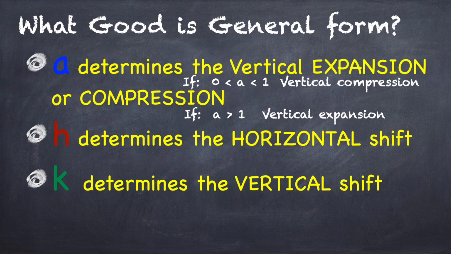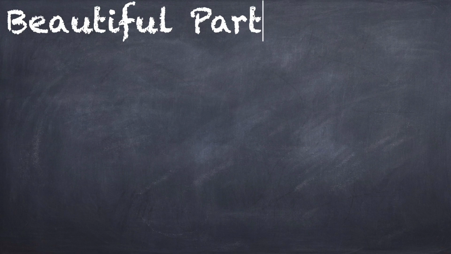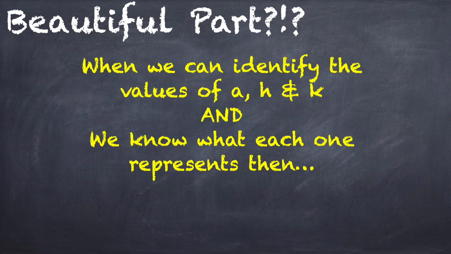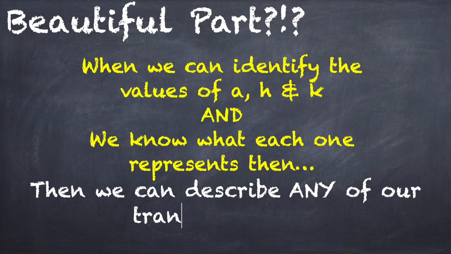H determines my horizontal shift. Horizontal is a left or a right move. K determines my vertical shift. My vertical shift is up or down. The beautiful part, if we can identify A, H, and K, then we know what each one represents, then we can describe each and every one of our transformations. Okay? We can do them all.